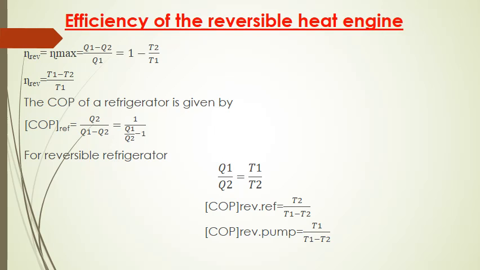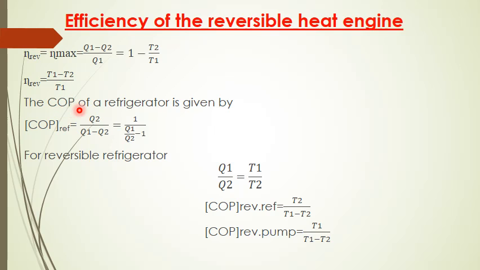Then the efficiency of the reversible heat engine becomes, this is the efficiency of a reversible heat engine, which is always maximum. So more than this we cannot achieve. So (Q1 minus Q2) by Q1, which we have already derived. Then if you apply Carnot's corollary theorem here and express this in terms of temperature, it is 1 minus T2 by T1. The efficiency of a reversible heat engine can also be calculated by the end temperatures, (T1 minus T2) by T1.